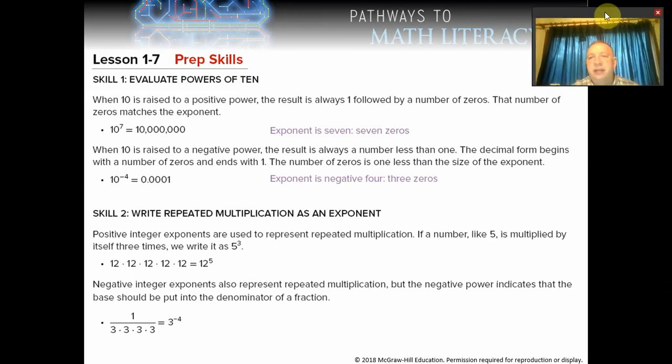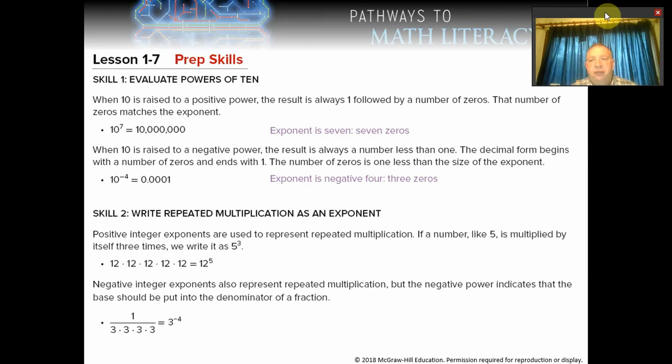Today's lesson 1.7. We're going to go through some things with exponents and learn how to handle exponents and represent things in scientific notation, and I'll show you a couple of ways we can handle that. So lesson 1.7, here's our prep skills: understanding and evaluating powers of 10.